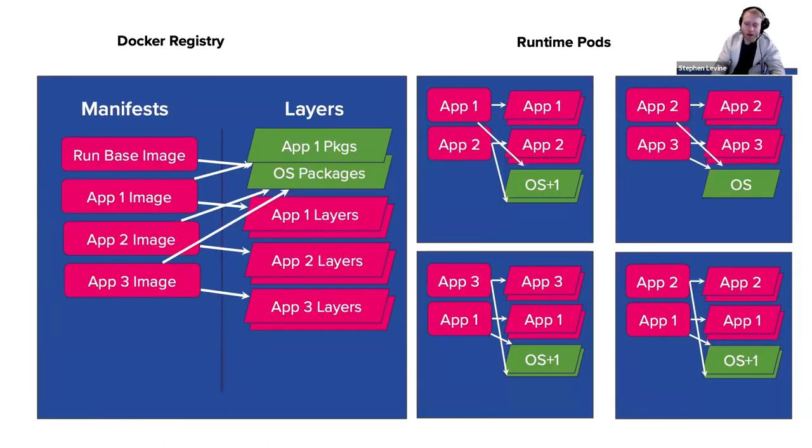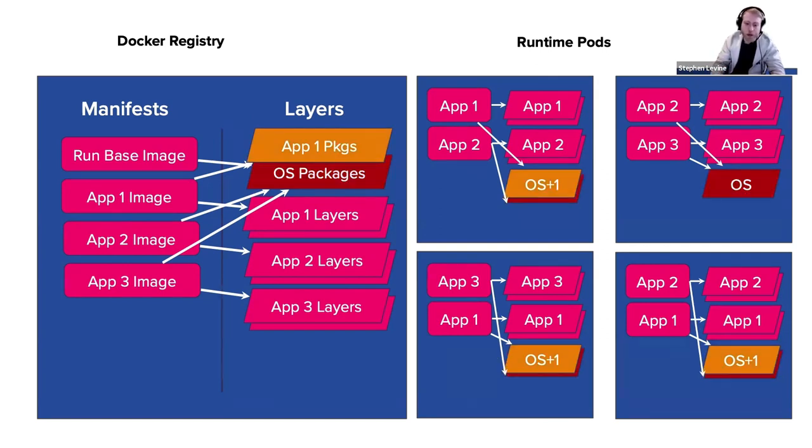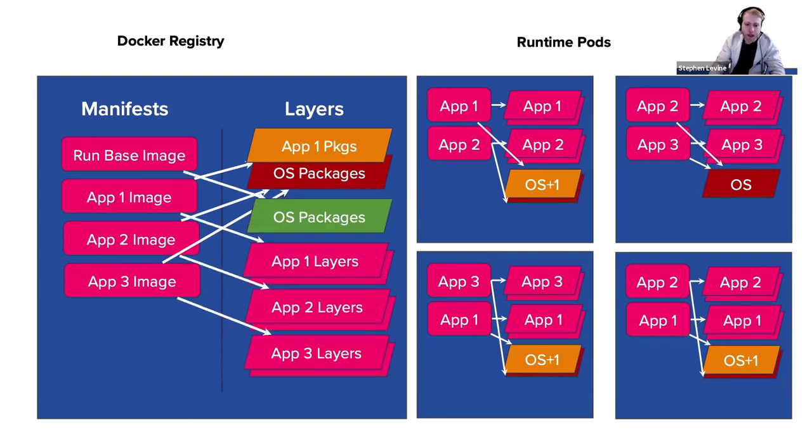And so the way this works, I'll run through an example. Imagine you have app one that has its own set of packages, but apps two and three are still pointing at that shared base image that everything else has. When there's a vulnerability in that operating system package layer, we have to rebuild the packages on top of it that app one is using. And so you can see in this diagram, there's that orange layer that's app one's packages.